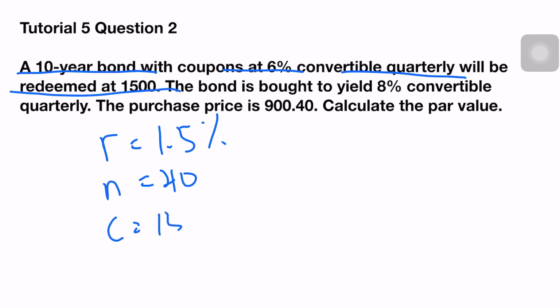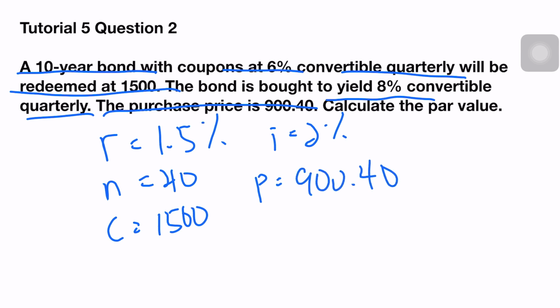Also get the C. C equals 1500, the redemption value. And then we also get the I. 8% quarterly, I is 2%. And then we have the P, the price, the purchase price, 940. So by using all the information given, we need to choose which formula is the most suitable.